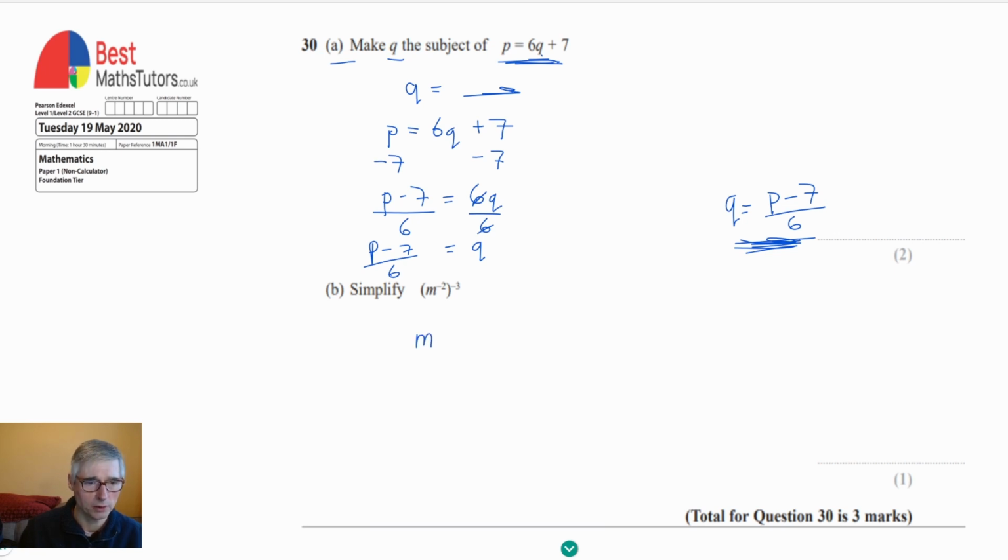So the new power on the m is actually minus 2 times minus 3. So we're multiplying the minus 2 on the inside with the minus 3 on the outside. And if I multiply two negative numbers together, a minus times a minus will actually give me a plus. So negative times negative is a plus, and the 2 times the 3 is a 6. So that can just be written as m to the 6. And that's our final answer there.